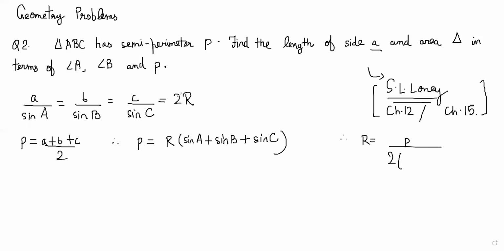So 2R is a by sine A. So basically R is equal to P by (sine A plus sine B plus sine C).